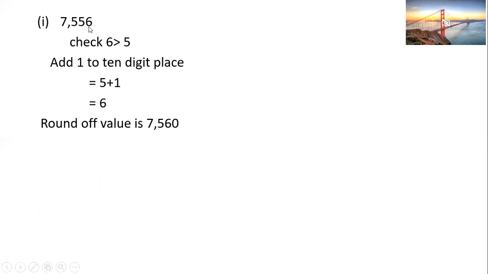And the next, 7,556, is a 4-digit number right now. What will we do? First check the ones place value. What's the ones place value?